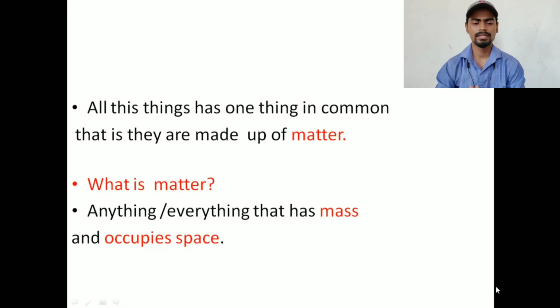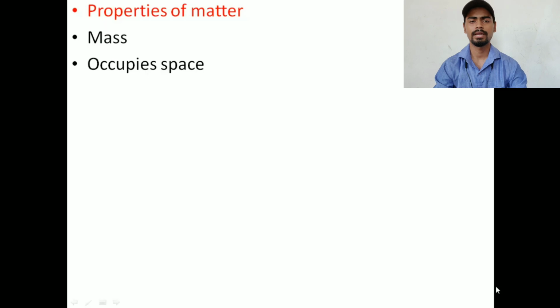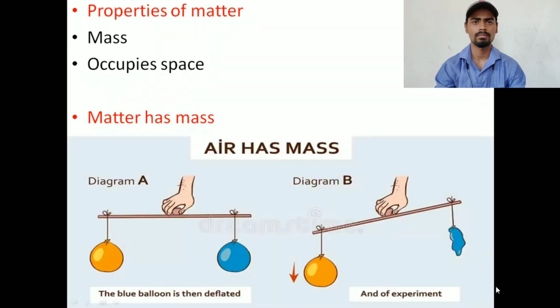So when I say anything or everything that has mass and occupies space, this mass and occupying space are the two properties of matter. We'll discuss these two properties in detail. So what are the properties of matter? That it has mass and occupies space. Let us discuss the first property, that matter has mass.